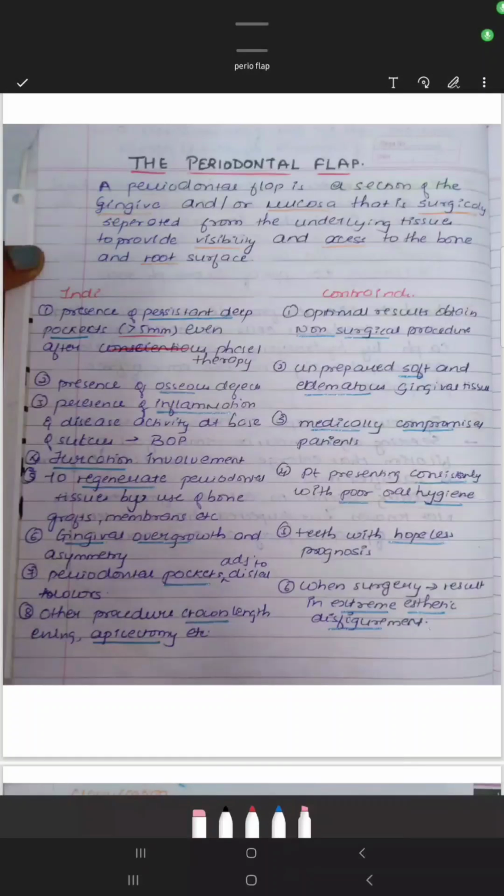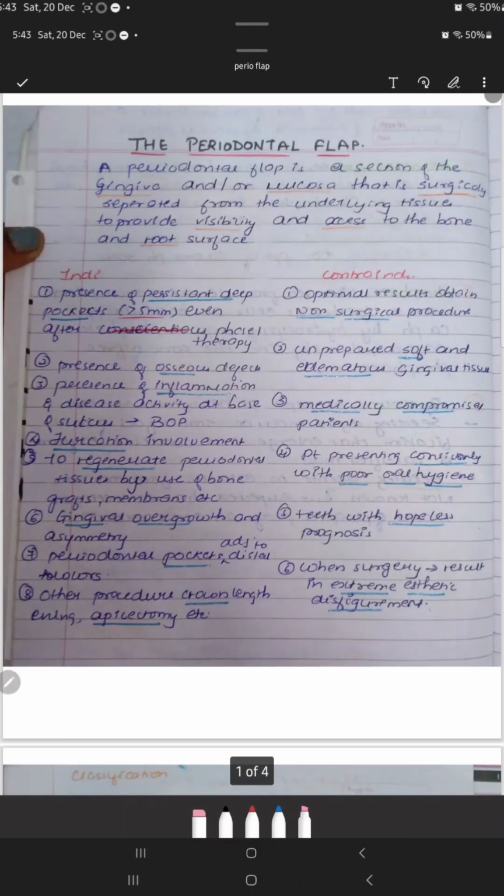Today we learn about the topic that is the periodontal flap. It is a very important topic in perio. It is a star topic. This topic is the most widely asked question in final year exams.